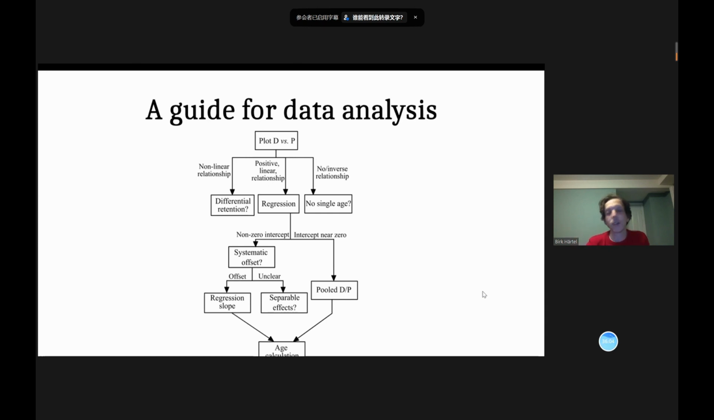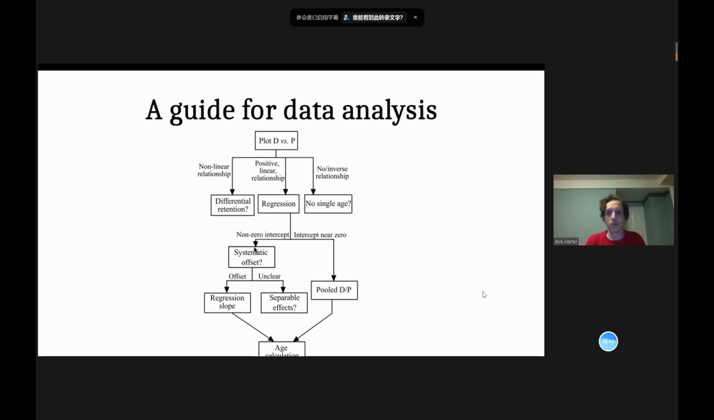Because if we have this case that we have very scattered data with no or an inverse relationship, we really should ask ourselves, what does this mean? Or why do we see this? And why is there no relationship between daughters and parents, even though the parents create the daughters? Or of course, if we have a nonlinear relationship, we can probably say that radiation damage and differential retention due to radiation damage plays a role. If we have a very simple case of a positive linear relationship, well, then we can even fit a regression line and maybe calculate an isochron age from its slope.